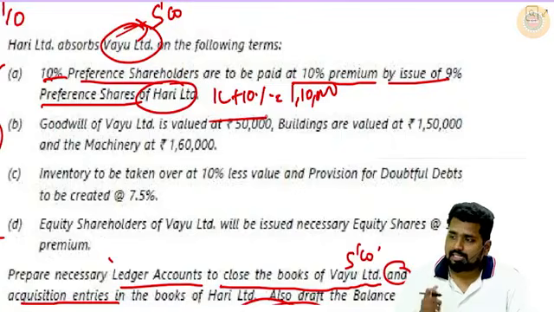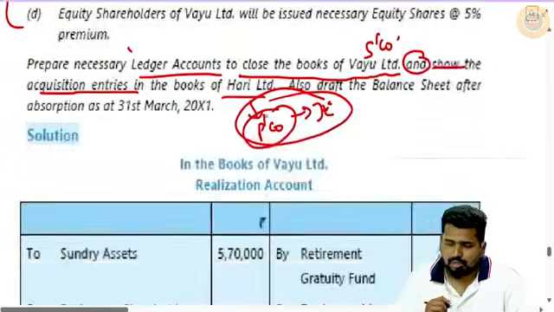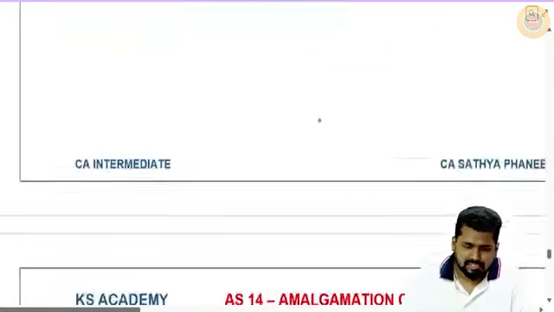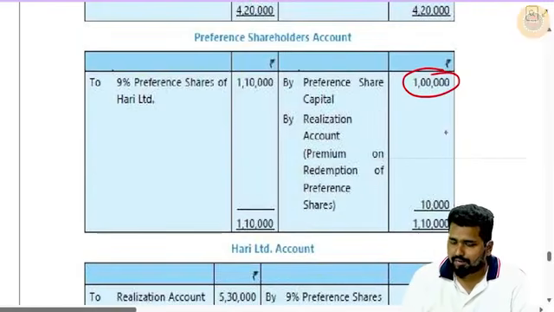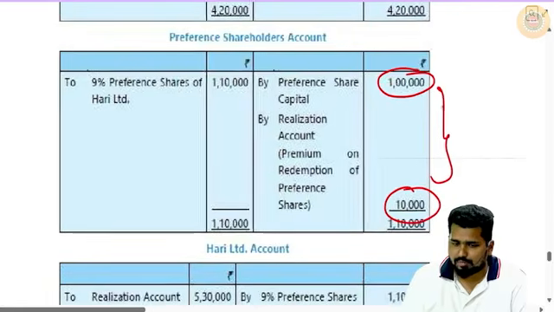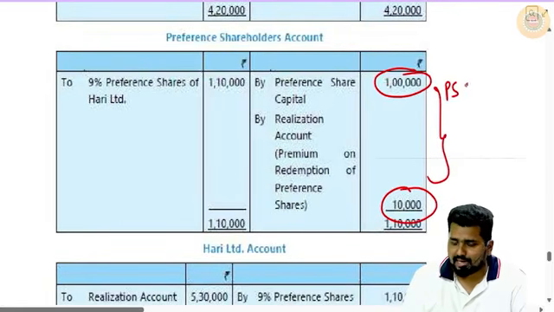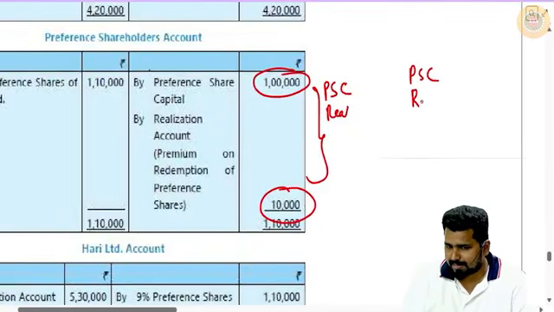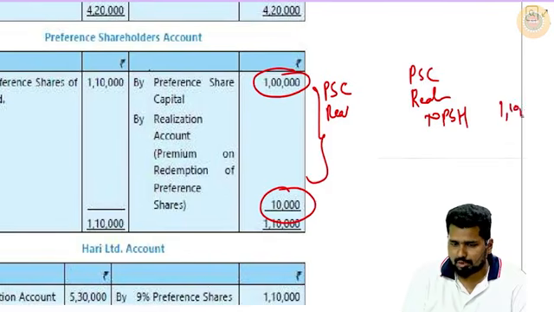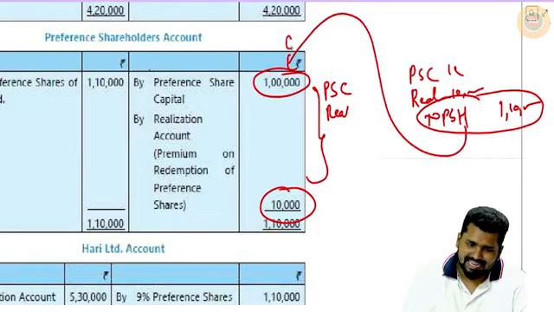You remember? Shall I show you how it will appear? Listen to me. First I will go to the preference shareholders. I am agreeing to pay 1 lakh plus 10,000. In total, how much am I agreeing to pay on preference share capital, as well as realization? You remember the journal entry? Preference share capital and realization account debit, to preference shareholders account. We are agreeing to pay 1,10,000, so the preference shareholders account should be credited by a total of 1,10,000.